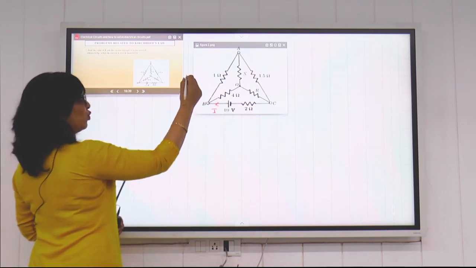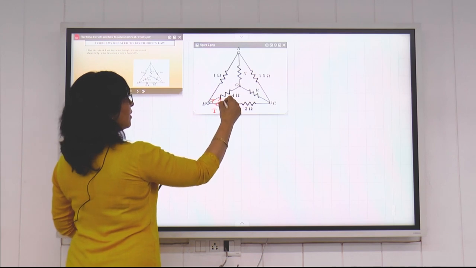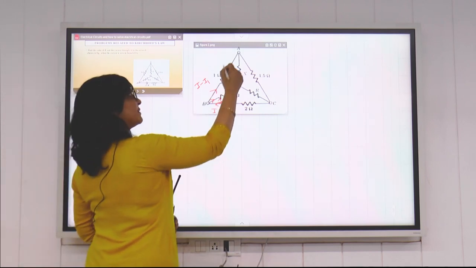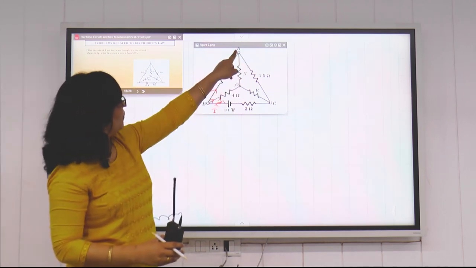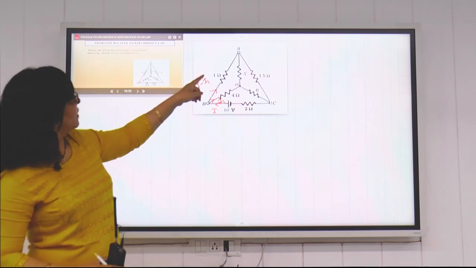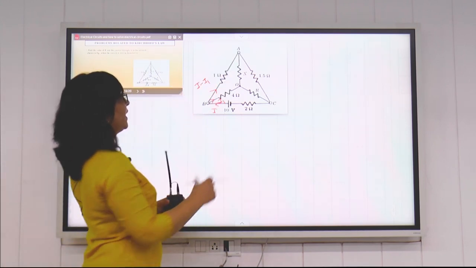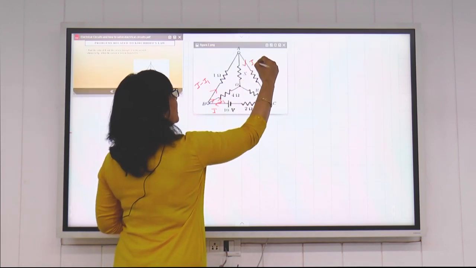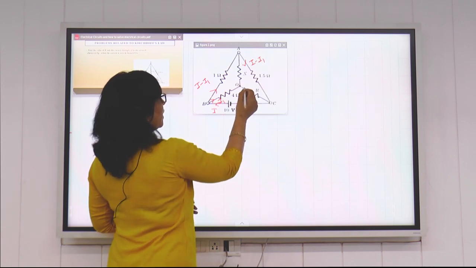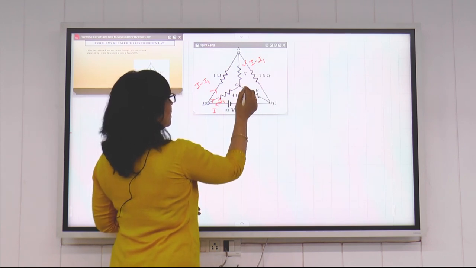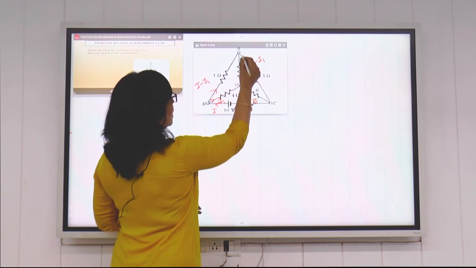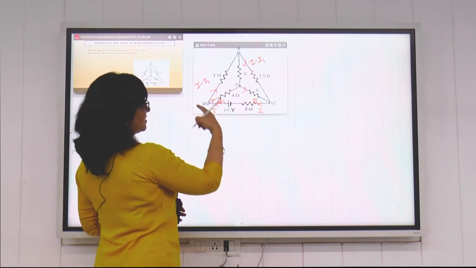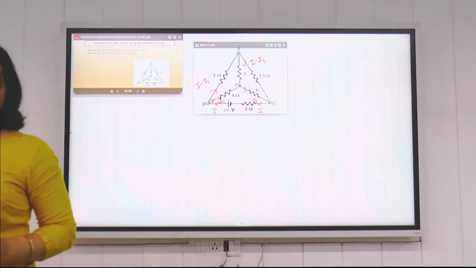At B we have two branches: I1, and I minus I1. When the current I minus I1 reaches point O, we know that the current in branch AO is 0. It means all the current flows through the branch I minus I1, then I1, and the same current will return back to the terminal of the supply.